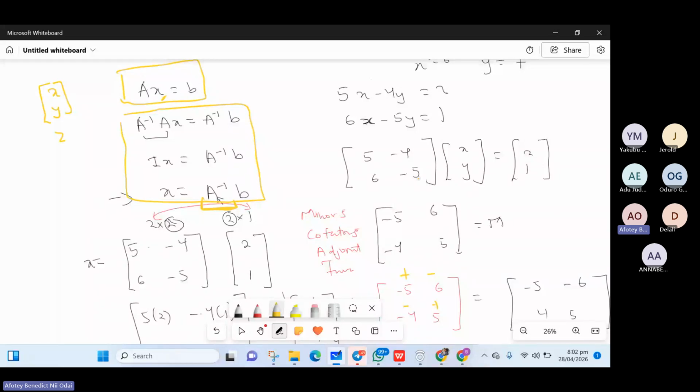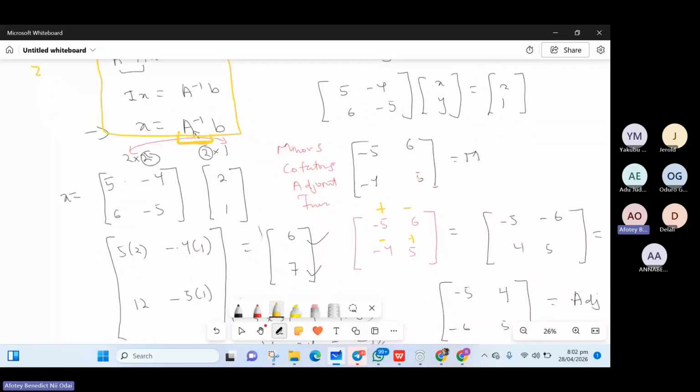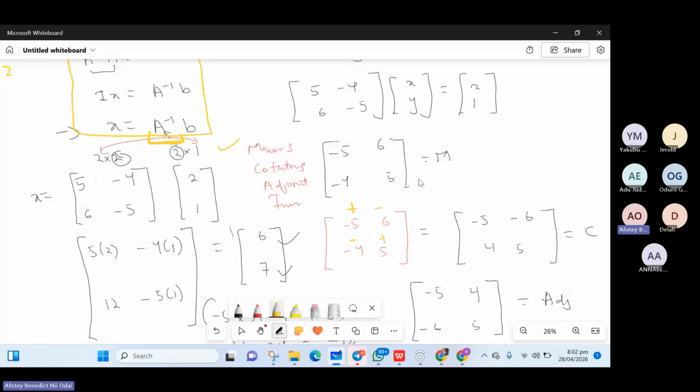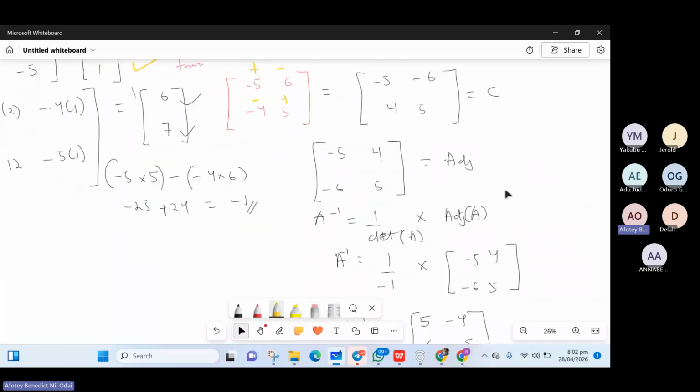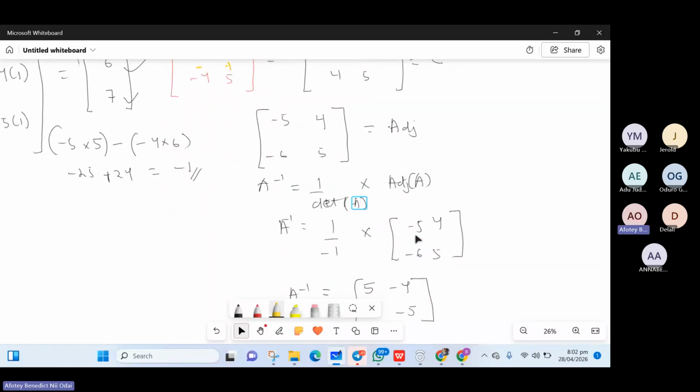So all we have to do now is to find the inverse of A and multiply by B. So we started by finding the minors. We found the cofactors, we found the adjoint, and we find the inverse. So we know how to find the minors and cofactors and adjoint. And we said that to find the inverse, all we have to do is to take the adjoint, find the determinant of the matrix, find 1 on the determinant, and multiply each entry of the adjoint by 1 on the determinant that we are having. And when we do this, we have our inverse.